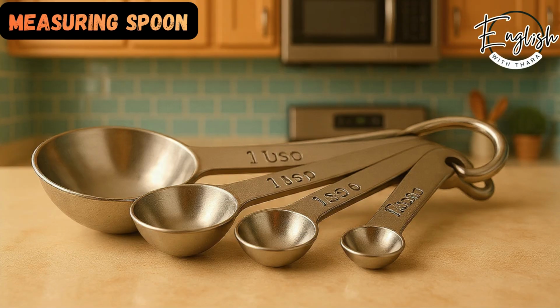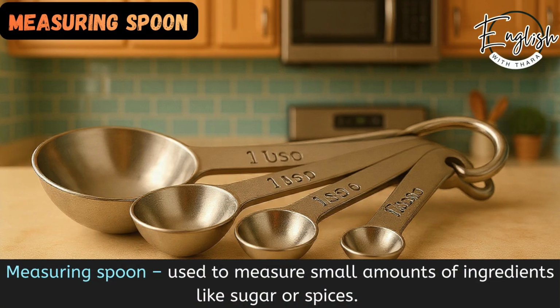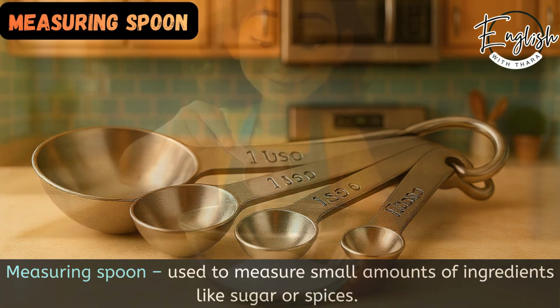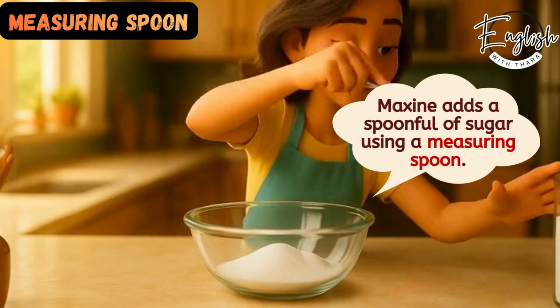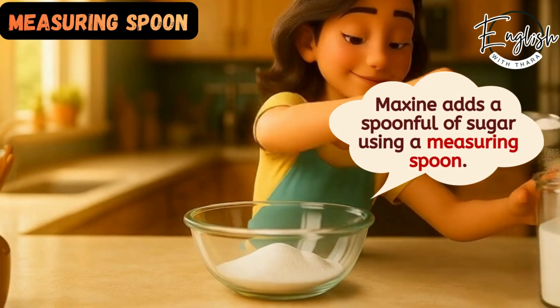Next is the measuring spoon. It's used to measure small amounts of ingredients, like sugar or spices. Here, Maxine adds a spoonful of sugar using a measuring spoon.